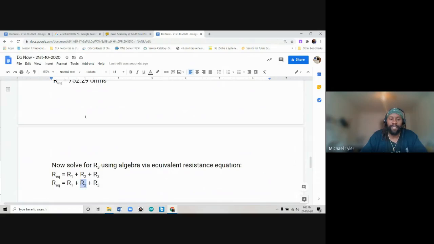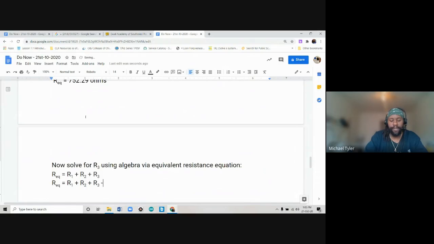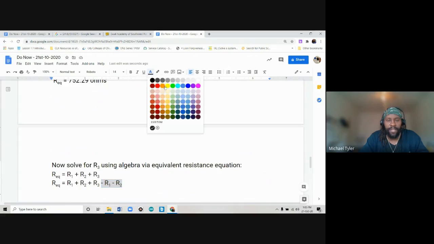It'll be these two, right? R1 and R2. I want to do the opposite of those. I'm going to take these for a second, and I'm going to say minus, right? And then this is going to be minus R2. So those are the changes. Make it known that's a change.